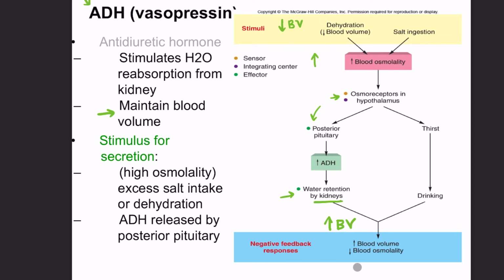Coffee and alcohol impact ADH. Coffee makes you urinate, alcohol makes you urinate. And so coffee and alcohol block the action of ADH. This is why you're dehydrated after a night of drinking. It does not retain water in the kidneys.